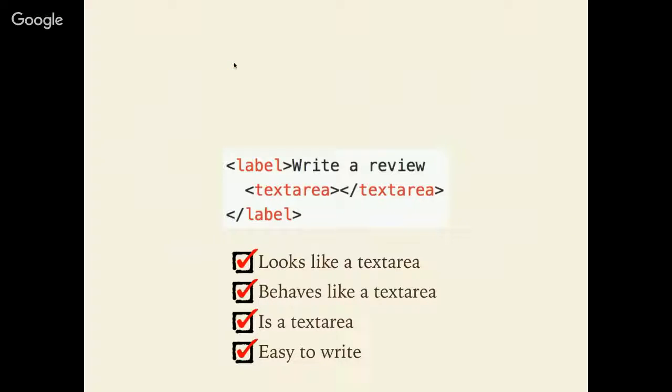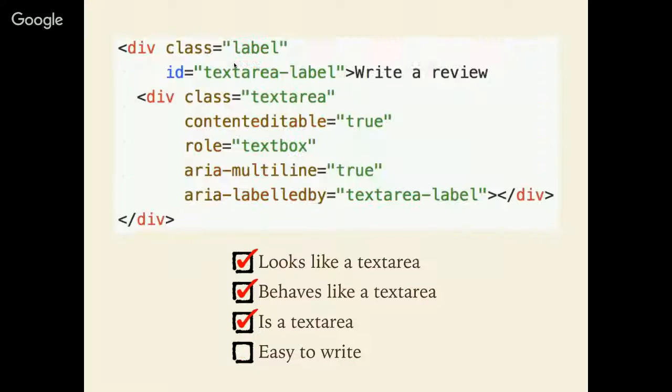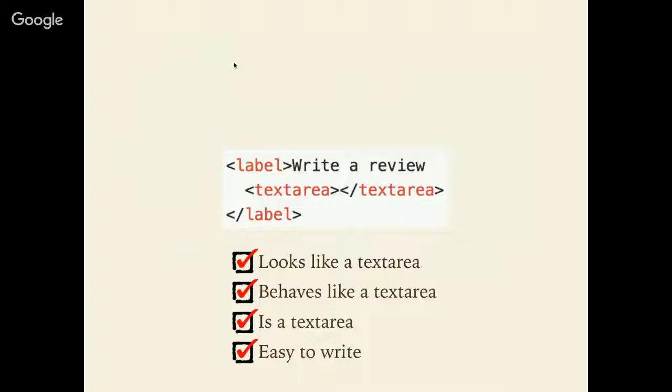So on the next slide we have, I'd say, the proper markup for this, which is just a label element with the words write a review, and inside of that is a textarea element. This basically does the same as the previous slide. So there's the previous slide again. You can see the difference in code just to make the same thing. So this looks like a text area. It behaves like a text area. It very much is a text area, and it's very easy to write. It's just 2 elements.